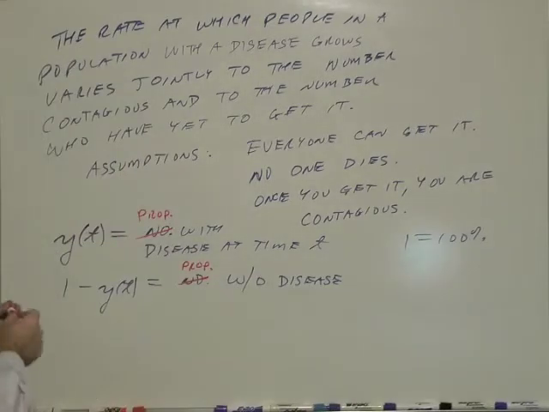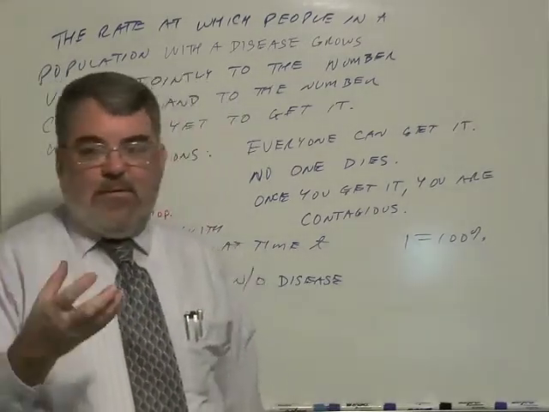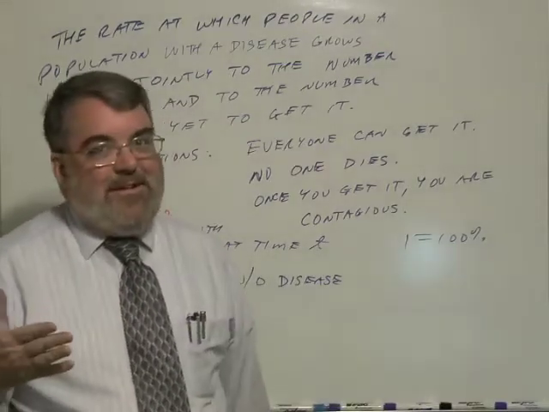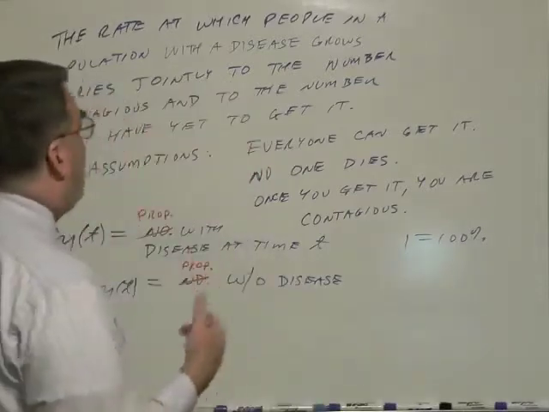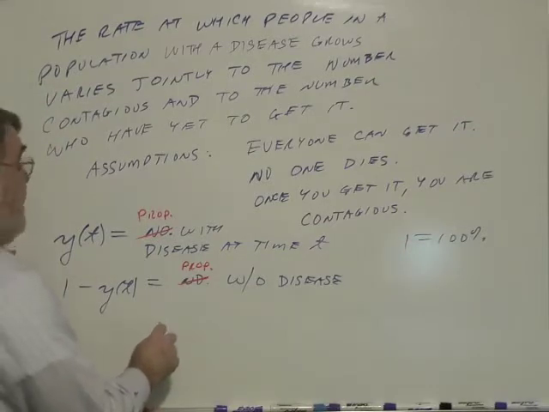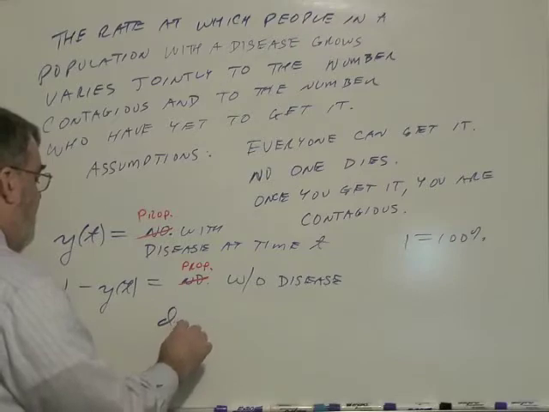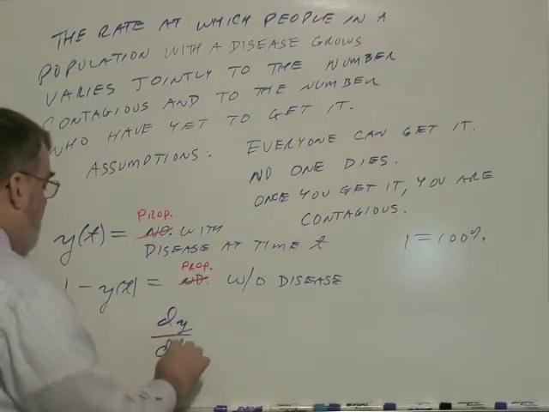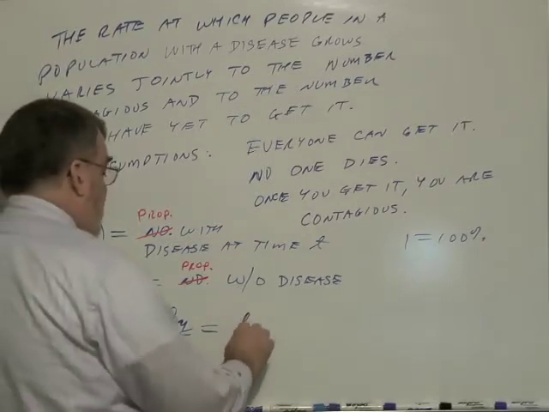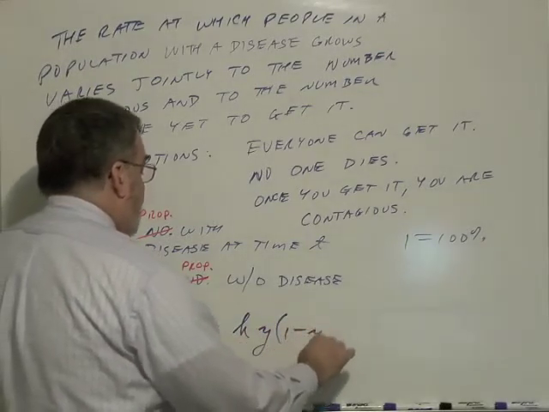Okay. So as you can see, the assumptions and the language are all very sensitive. What do we assume and how do we express our language? So we've got to be careful about all this. All right, so what would happen then? The rate at which the proportion of people with the disease is increasing would be dy/dt. So dy/dt, or y prime if you will, is equal to k times y times (1 minus y).